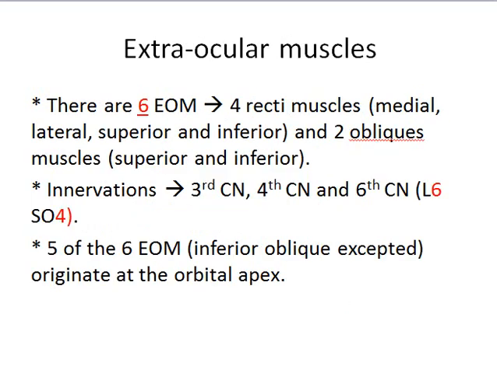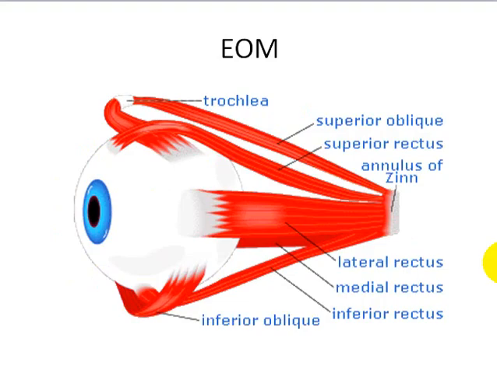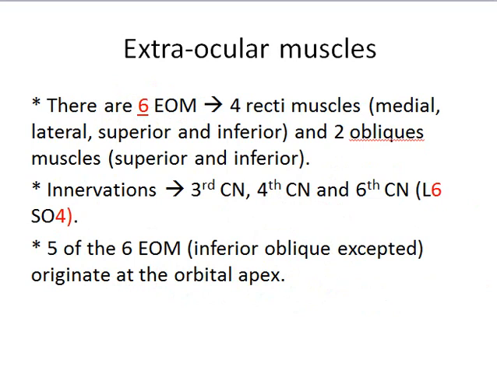The extraocular muscles. There are 6 extraocular muscles: 4 recti muscles, medial rectus muscle, lateral rectus muscle, superior rectus muscle, and inferior rectus muscle. And there are 2 oblique muscles, which are the superior oblique muscle and the inferior oblique muscle.